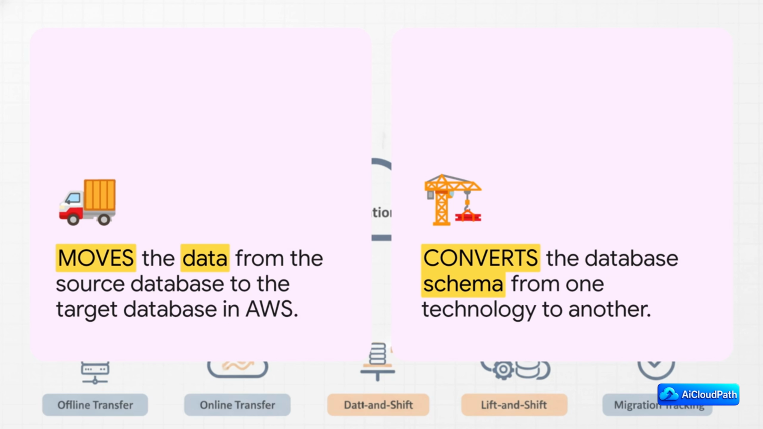The absolute easiest way to remember the difference is with an analogy. You can't pour water into a bottle that hasn't been built yet, right? Well, the Schema Conversion Tool, SCT, builds the new bottle. It converts the structure, the schema of the database. Then, the Database Migration Service, DMS, comes in and fills that bottle by moving all the data over.